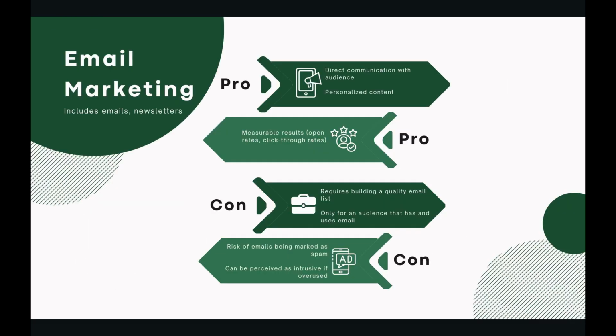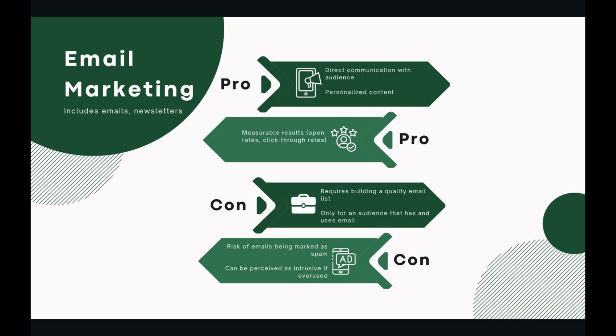Another option that you might want to use is email marketing. So these are sending out emails or newsletters. It can be very successful because you can communicate directly to your audience and you can personalize the content, and you also can measure it pretty well. So through different email marketing applications, you're able to actually track who's opening your emails, are they clicking through to your links, etc. So that's kind of a nice pro.